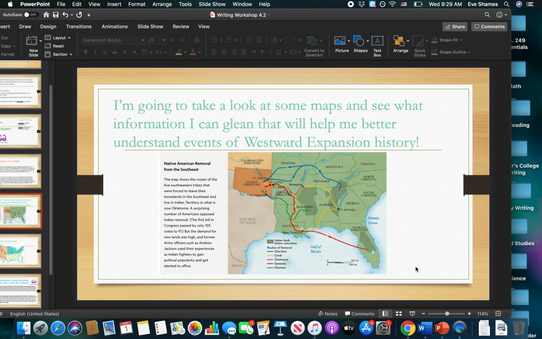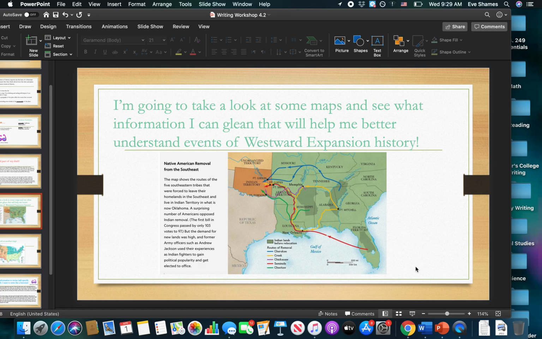I also noticed that different tribes had different routes. Some went through land, and it looked like the Seminole tribe went through water. I wonder if they had a boat or something like that. Let's see what this says. Native American removal from the southeast. The map shows the routes of the 5 southeastern tribes that were forced to leave their homelands in the southeast and live in Indian Territory in what is now Oklahoma. A surprising number of Americans opposed Indian removal.